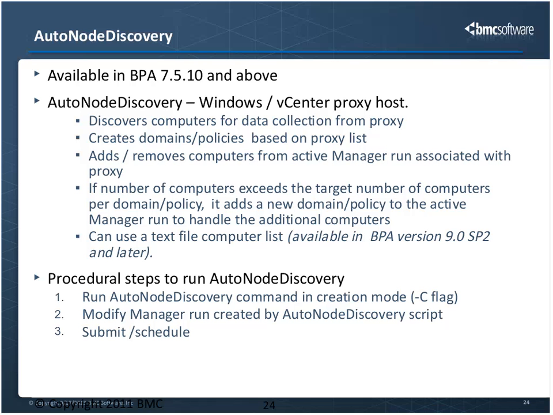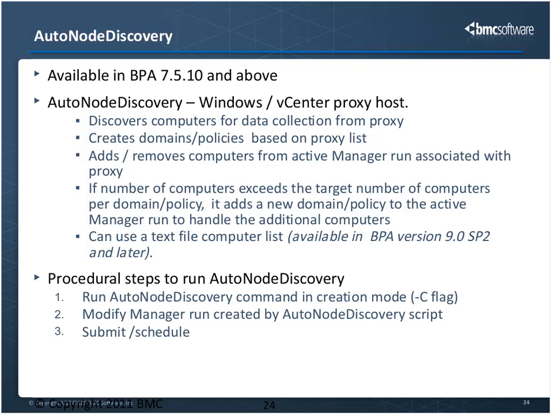And you can also use a text file. So, for example, if you have a list of machines that you want to collect data on, but you don't want to collect data on all of them, there are exceptions. You could create this list and feed it to Auto Node Discovery, and it would read off the list and do that.